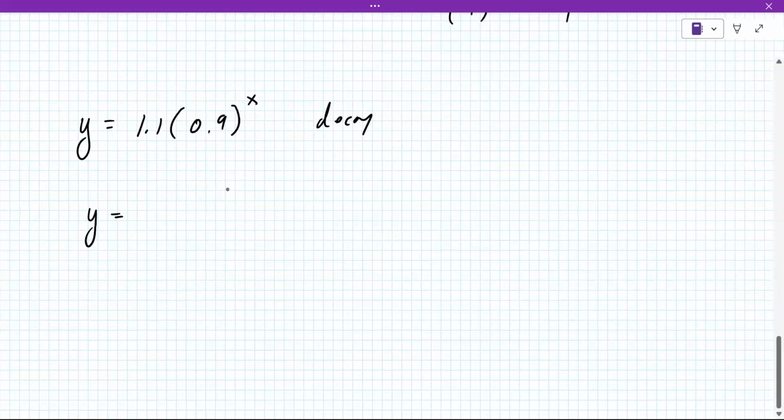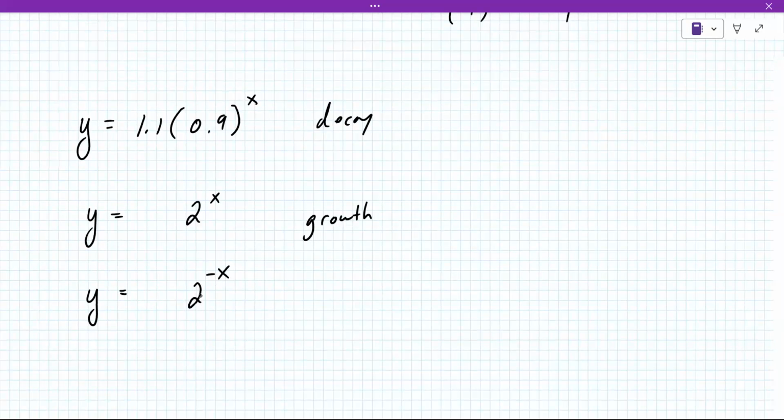Now let's look at a much simpler example. We know that 2 to the x is growth. But what if it's 2 to the minus x? Do you remember from earlier in the course what negative exponents do to this number? Does it make that number negative? It does not. It has nothing to do with the sign.